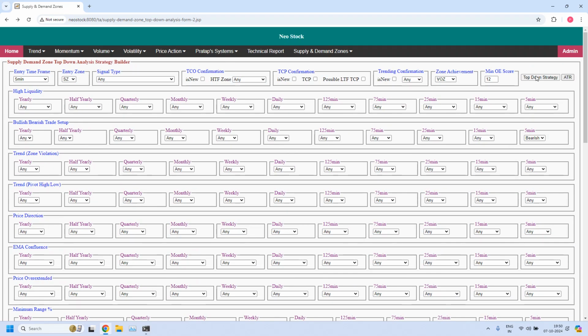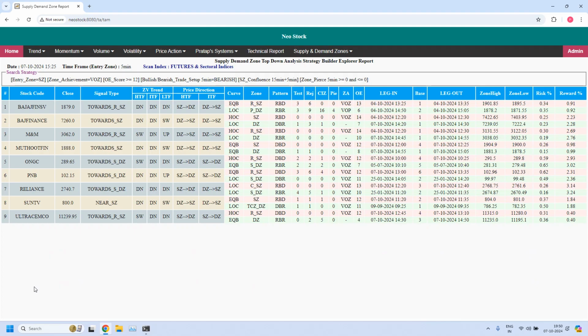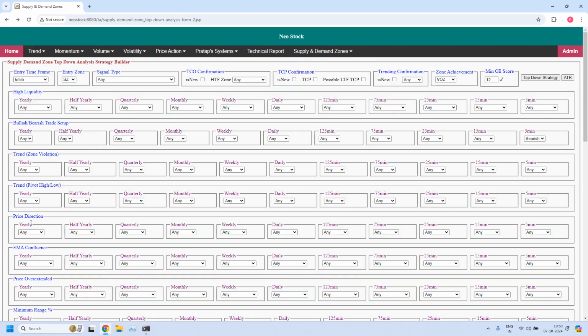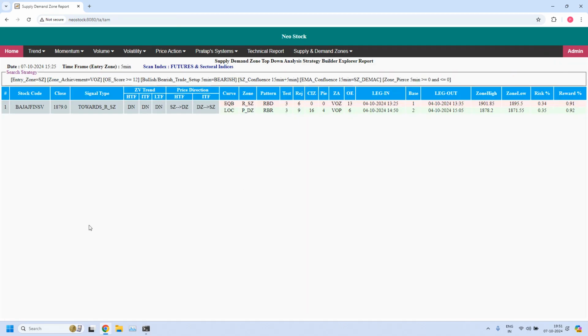Now let's verify. 9 stocks. All these 9 stocks are having ITF confluence. That means 5 minute zone is part of the 15-minute zone, and 15 minutes trend is downtrend. Let's check whether any of these 15-minute supply zones are having EMA confluence, daily EMA confluence. In the EMA confluence at 15 minutes time frame, 15 minute supply zone having daily EMA confluence, I enable the filter. Let's verify. Oh, one stock is filtered. It is a high liquidity supply zone, already tested 3 times. Okay, it's a high probability setup.